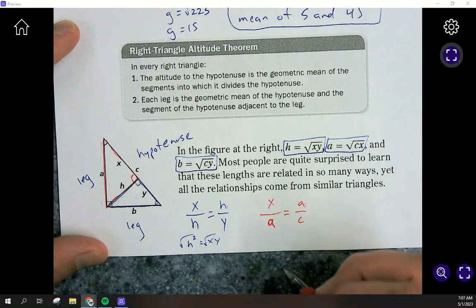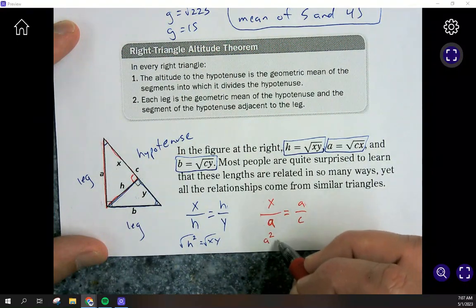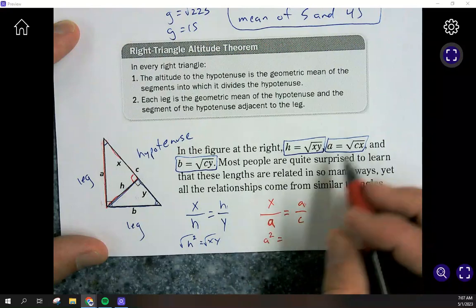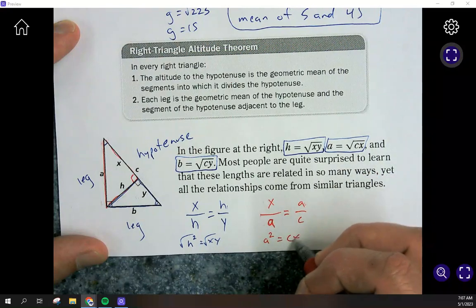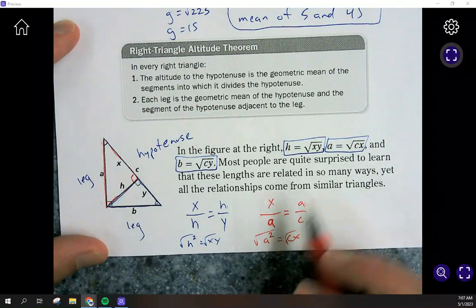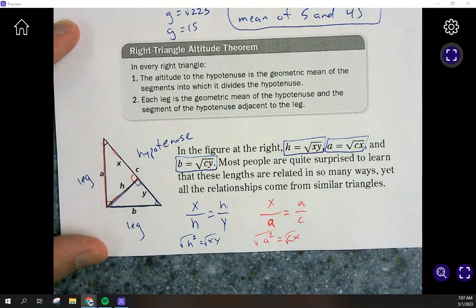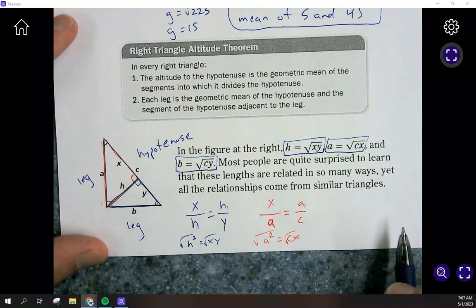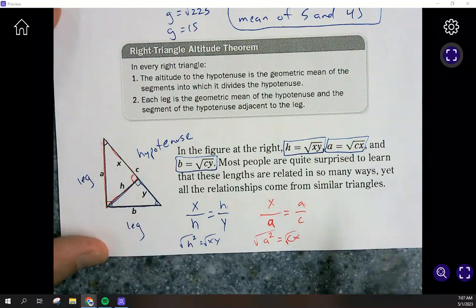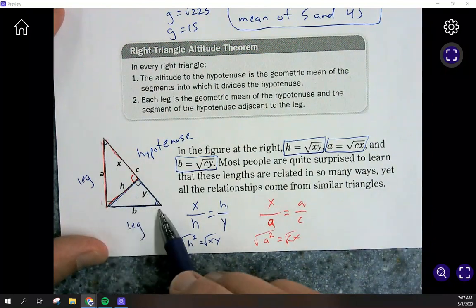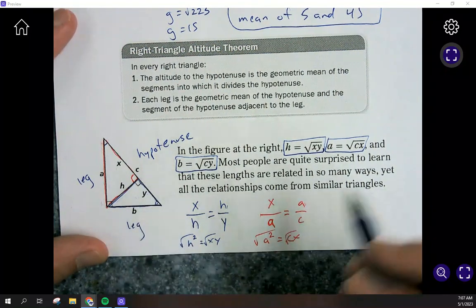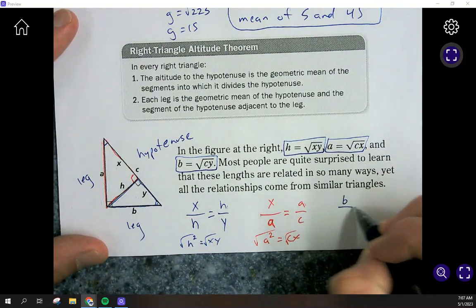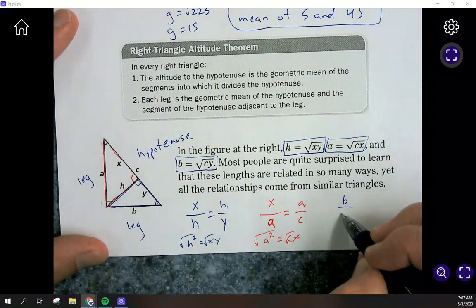So when that gets cross multiplied here, it's A squared equals C times X. And I would square root, and then A ends up equaling the square root of C times X. And then we can do the same thing over here on the blue triangle. All right, let's just jump straight to the hypotenuse here. The hypotenuse of the blue one is B. The hypotenuse of the big one is C.